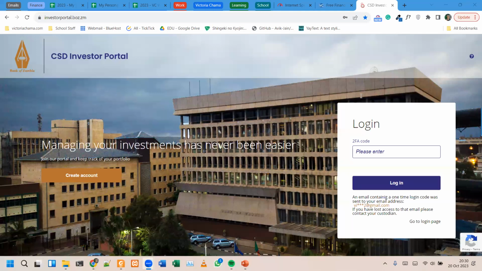For the app, there are two versions. There's the first one they launched back in 2021 and the current version for 2023.